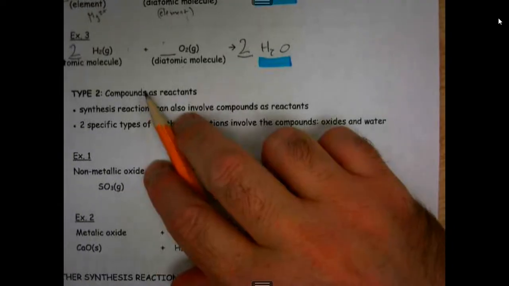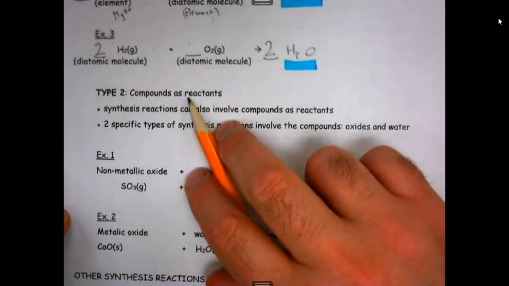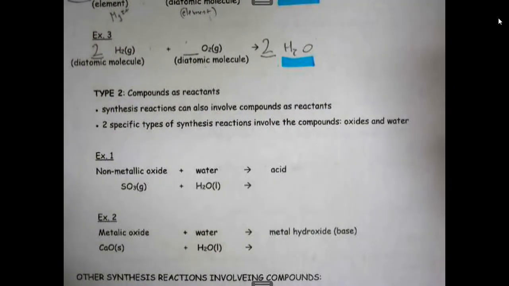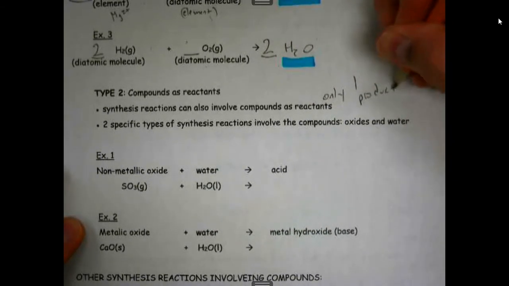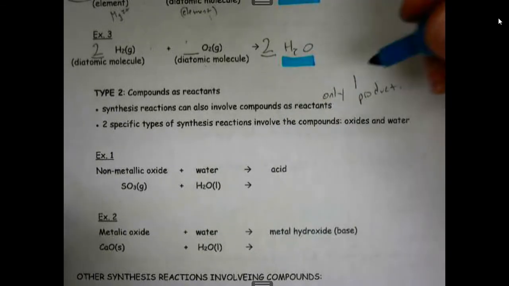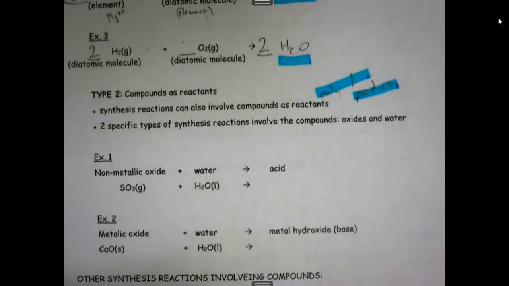They can also have compounds as reactants as well. So two compounds, so not just elements, joining to form a single product. And again, it's only one product. Just like the ones with the elements, there's only one product being produced here.